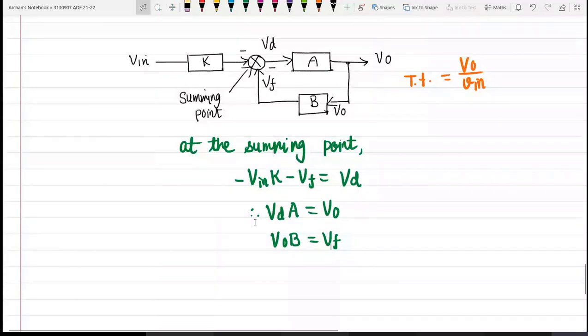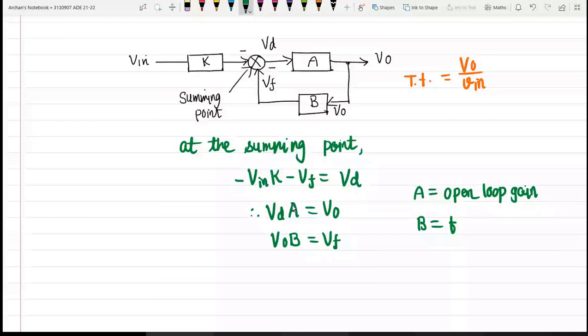Here A is the open loop gain. B is the feedback circuit gain. Remember, B is the feedback circuit gain. And K is the attenuation factor.